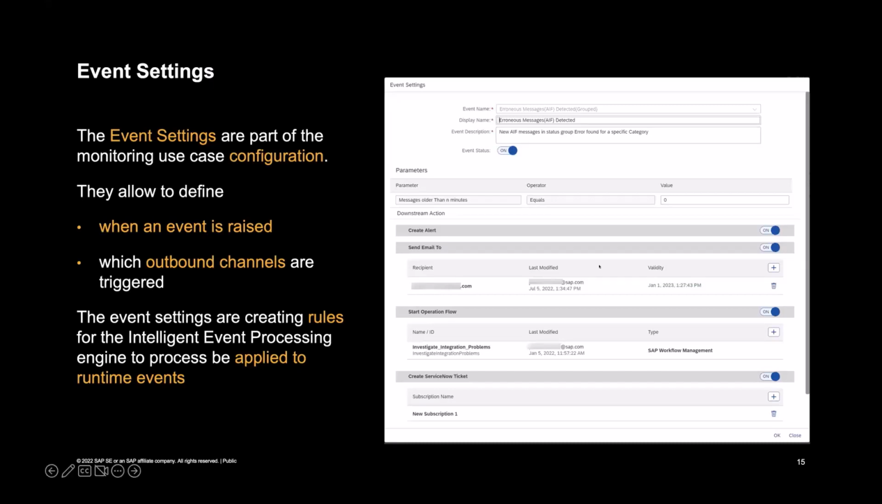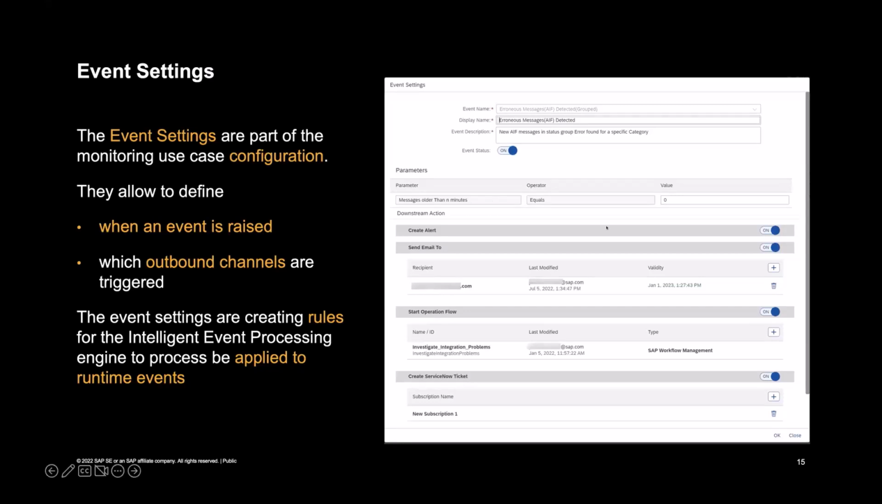If you define here some of the activities or some of the outbound channels, in the background, based on those decisions you are making here in the UI, we are creating rules for the intelligent event processing rule engine, which are then applied at runtime to the individual events.